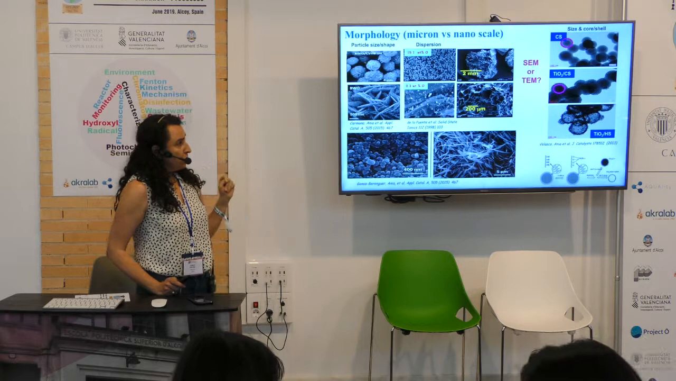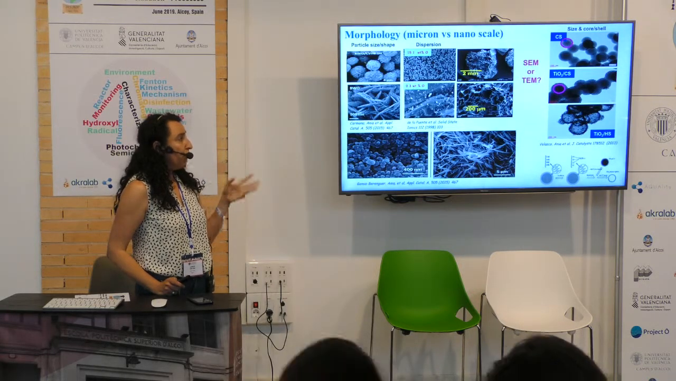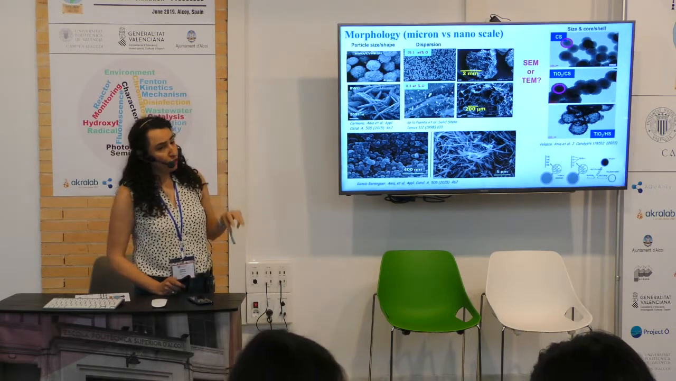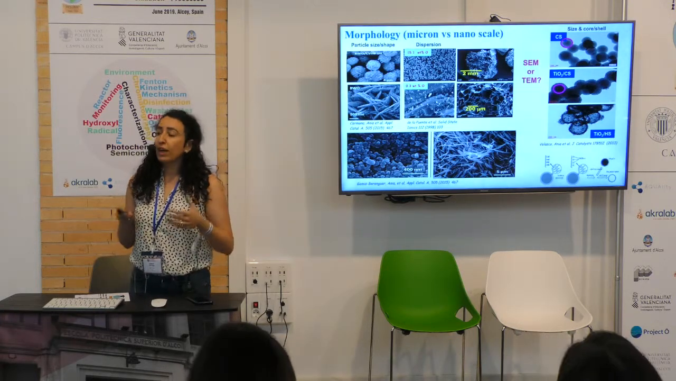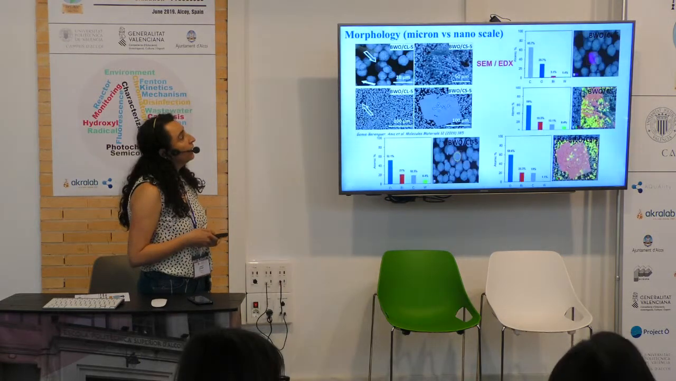These are just examples of materials prepared in our group, where we can also see these topologies going from nanorods to these spherical shapes, which can be dense or not dense. And there's some information that can also help you to understand why your catalyst is behaving as it is.